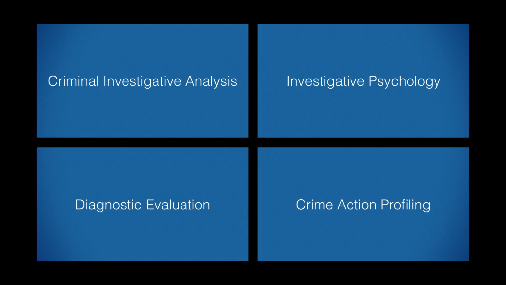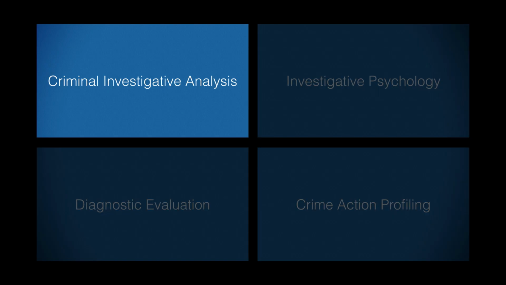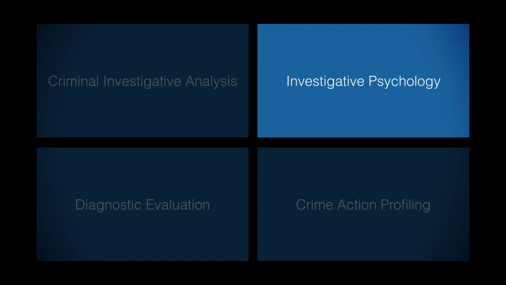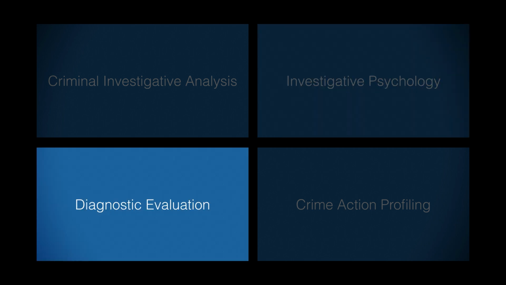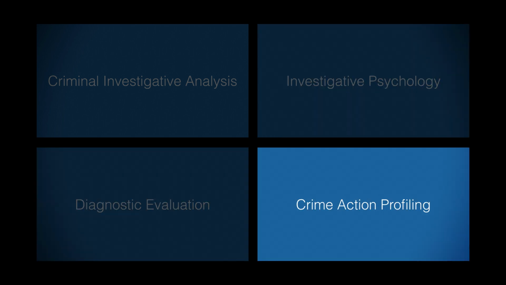So when described like this, criminal profiling sounds very straightforward. But although pretty much everyone agrees on the basic principle, there's actually a lot of debate about how to do it in practice, and different approaches have emerged. So if we think about how a profile of an offender is created, we can see that there are a few different approaches. These include the FBI's Criminal Investigative Analysis and the Investigative Psychology approach, which is most commonly associated with David Canter. There is also diagnostic evaluation and the recently developed crime action profiling.